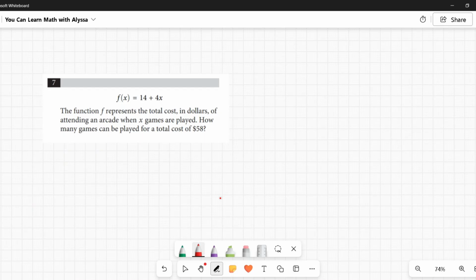Number 7, f of x equals 14 plus 4x. The function f represents the total cost in dollars of attending an arcade when x games are played. How many games can be played for a total cost of $58?